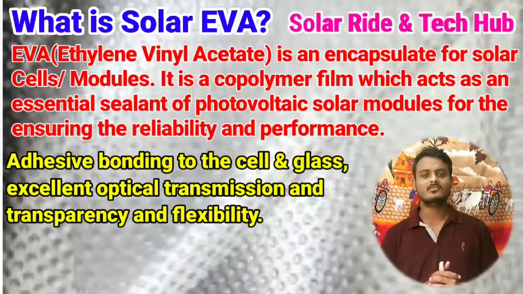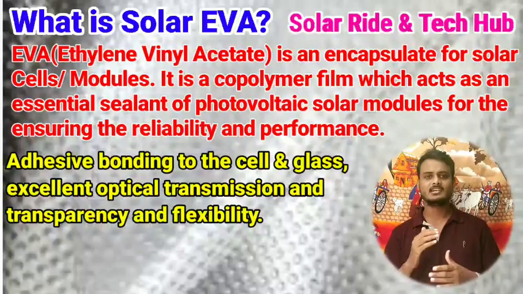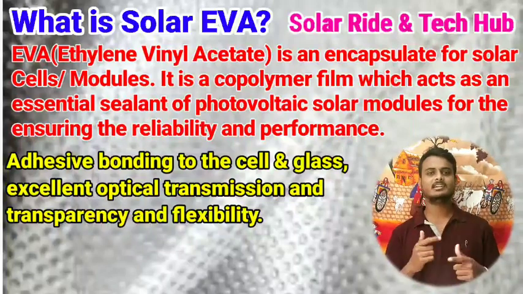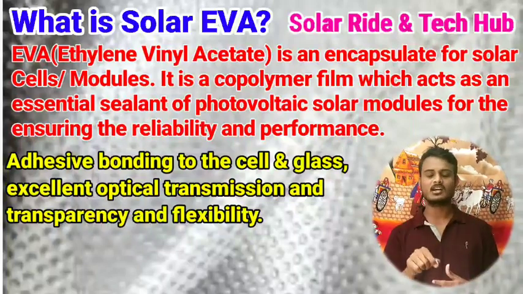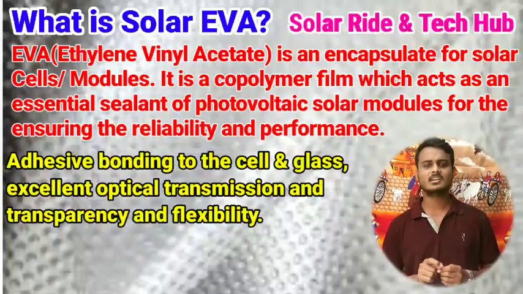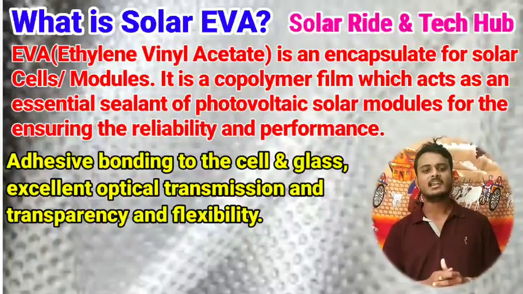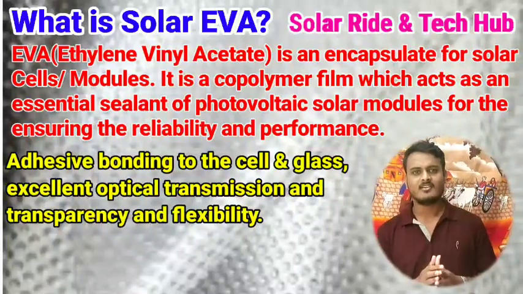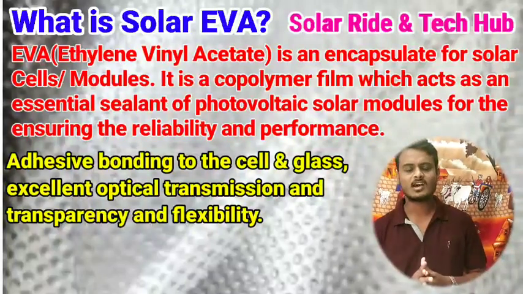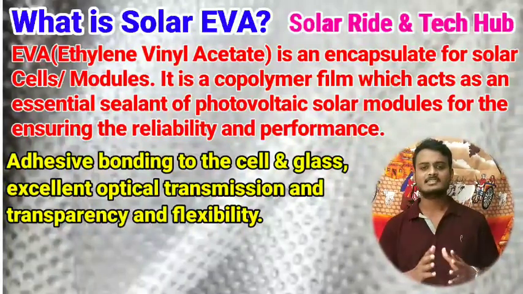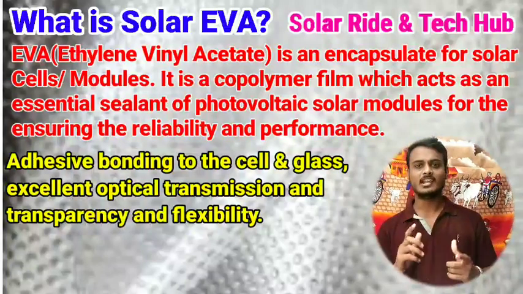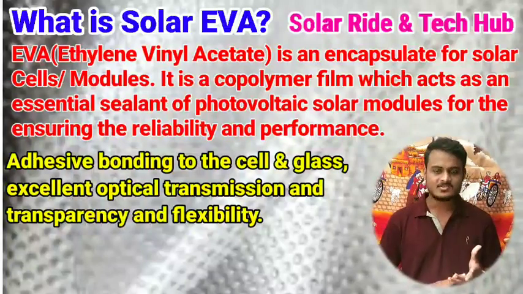It means we need more light transmission to the solar cells. That's why we need more transparent EVA. And next one is flexibility. If we do not have flexibility, the solar cells generate more cracks. That's why we need adhesive bonding as well.